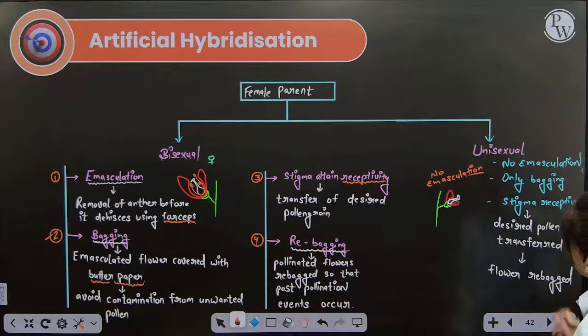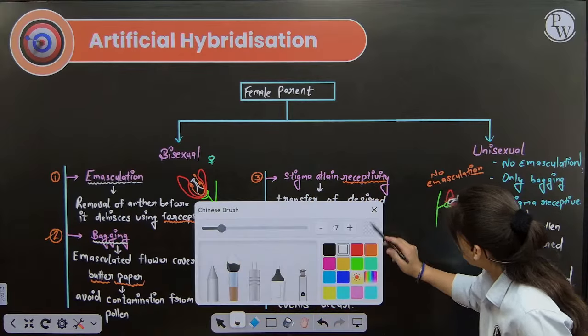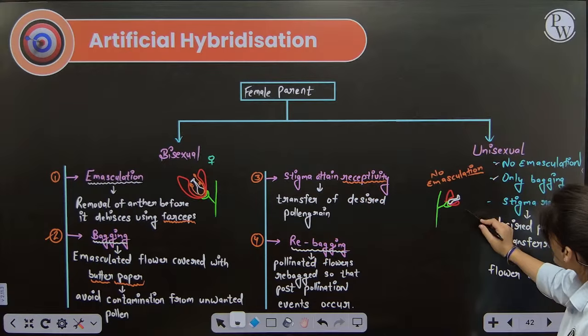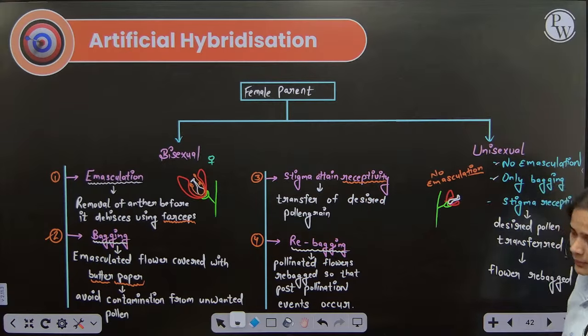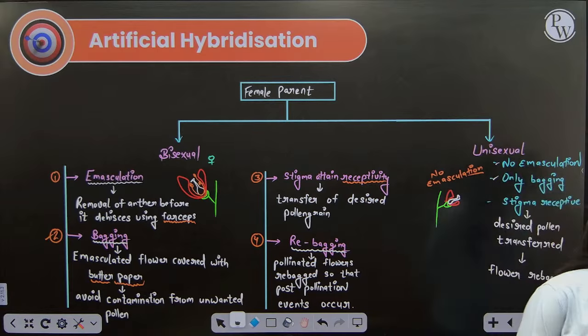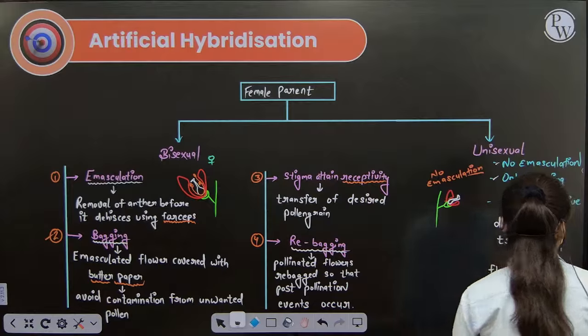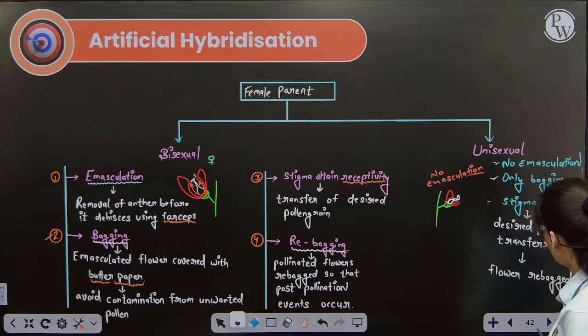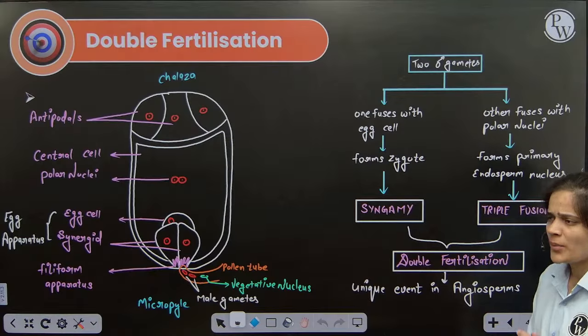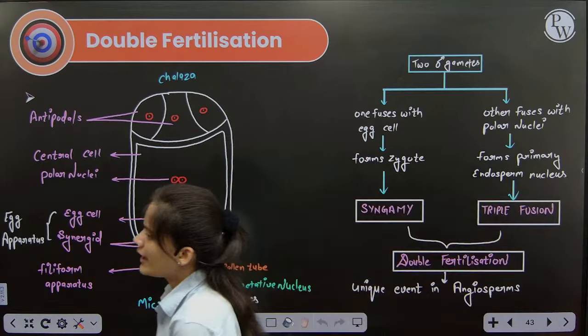Second step is bagging. No emasculation, only bagging is required in order to avoid contamination from unwanted pollen. Only the desired pollen can be transferred if the stigma attains receptivity. Then the desired pollen is transferred and the flowers are again rebagged. This is about the artificial hybridization technique. Now our next topic is double fertilization. Before starting with that, let's solve some questions.